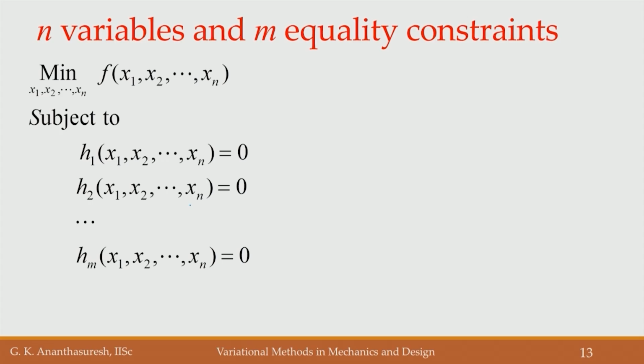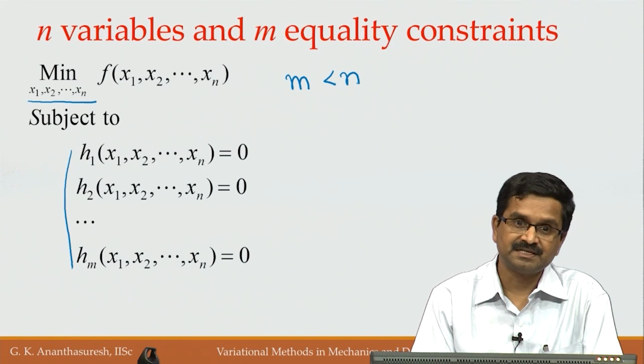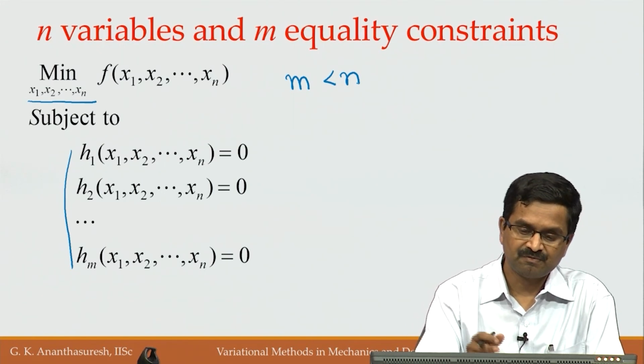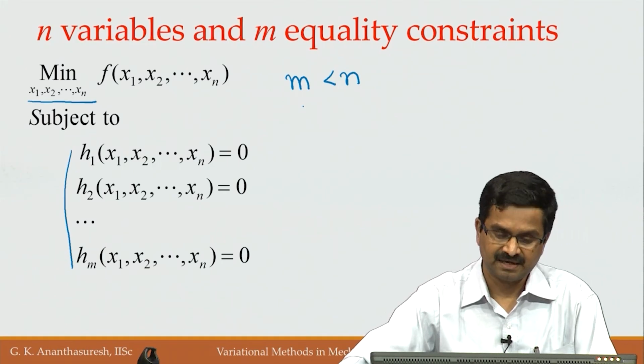What if there are n variables and m equality constraints? We have n variables x1, x2, ..., xn, and constraints h1, h2, ..., hm. We necessarily want m to be less than n. If m is equal to n, then as we said in the case of one variable and one function, we will only have a few points, even if they exist at all, and then we cannot do optimization. So, we need to have freedom. That is why we want m to be less than n.